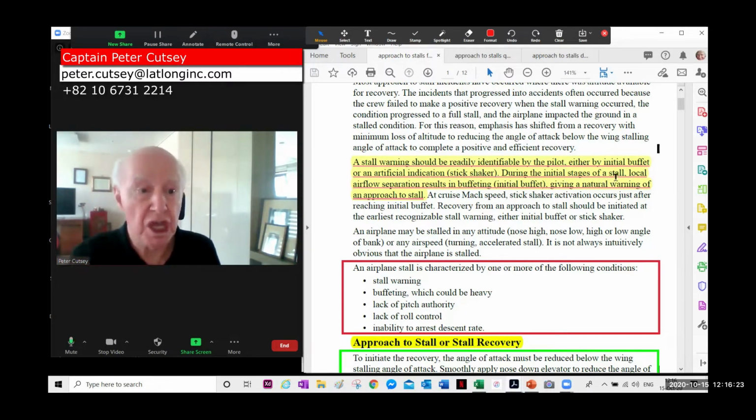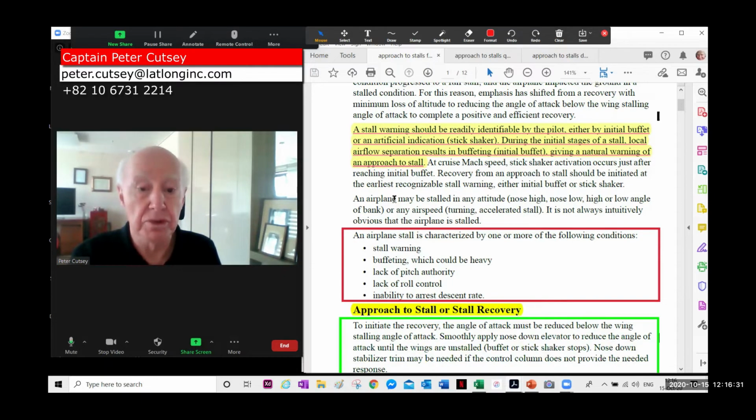During the initial stages of stall, local airflow separation results in buffeting, the initial buffet, giving a natural warning of an approach to a stall.